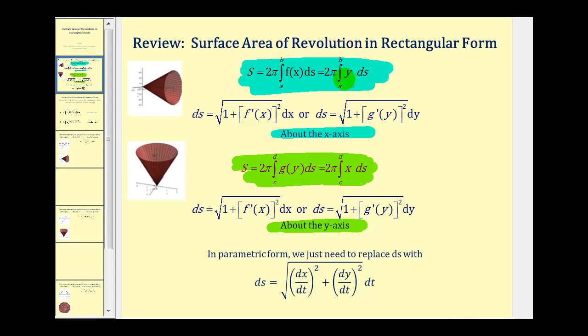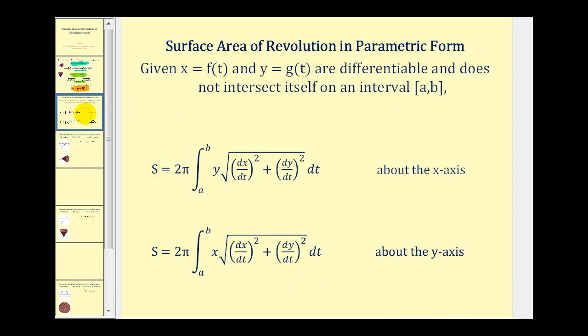So when the equations are in parametric form, we'll just use a different variation of these equations, meaning we'll have the same formula, but ds will be defined as the square root of (dx/dt) squared plus (dy/dt) squared dt. So to determine the surface area of revolution in parametric form, we're going to use these formulas here.